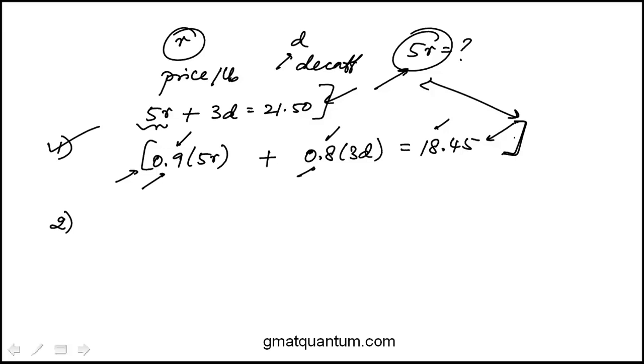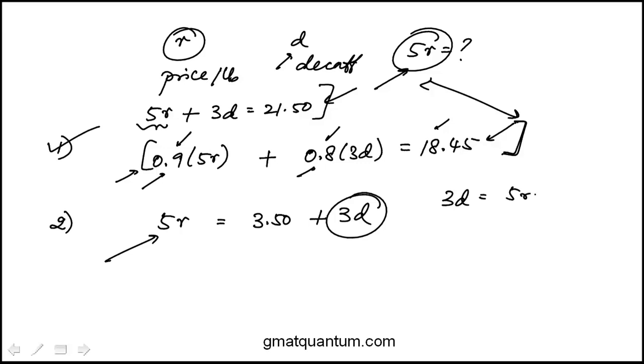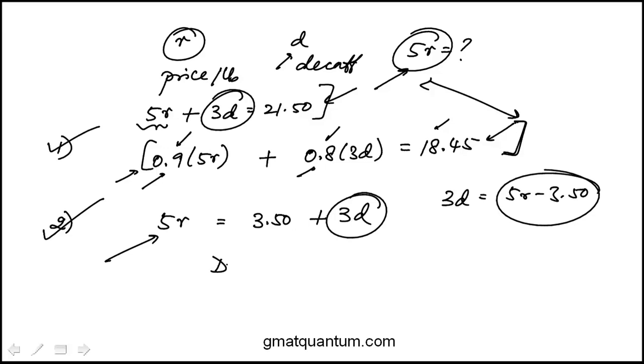Now, statement 2 says the price of the 5 pounds of regular coffee, or 5R, was $3.50 more than 3 pounds of decaf coffee. So that's also an independent equation. You can replace 3D in that equation. You don't have to actually do the mechanics, but you replace 3D and you'll be able to find 5R. So 2 alone is also sufficient. The answer is D.